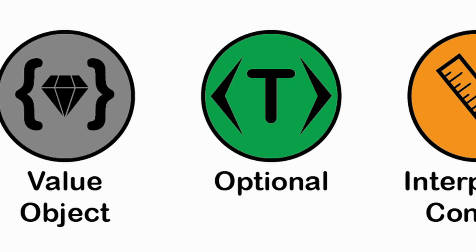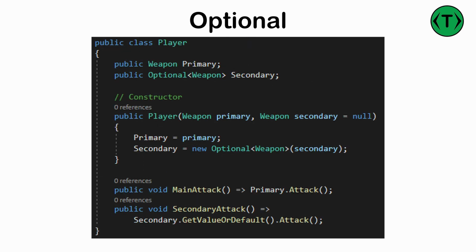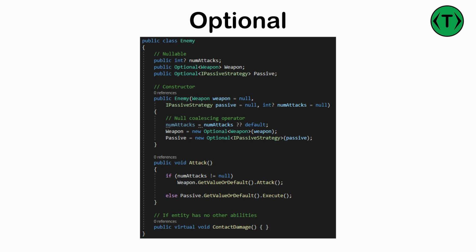The optional pattern. A container for encapsulating optional values. It's a type-safe way to handle cases where a value might not exist. Used to avoid null references and to make the absence of values explicit. This pattern works well with generics, though additional wrapping and unwrapping create more overhead compared to a simple null check.